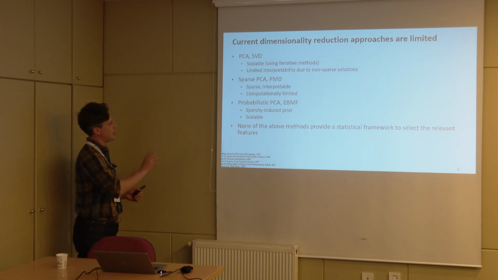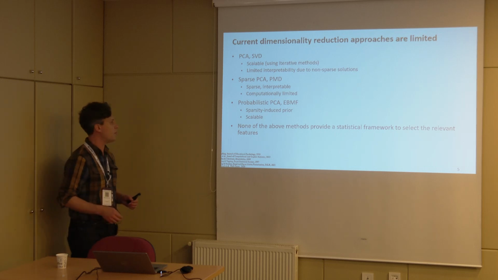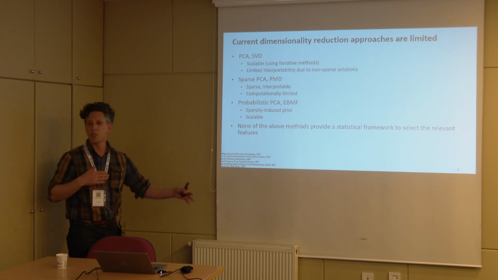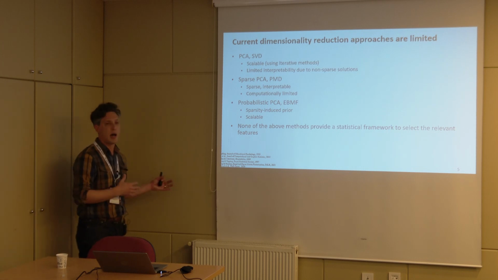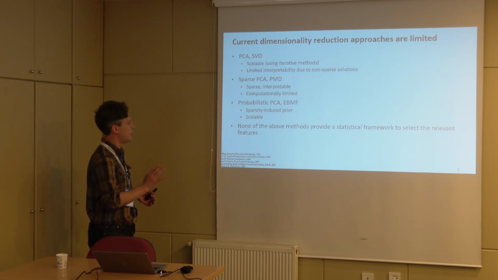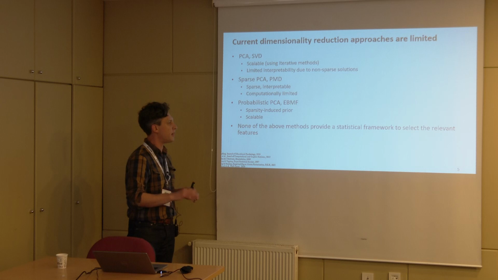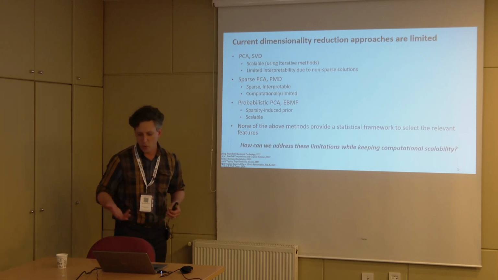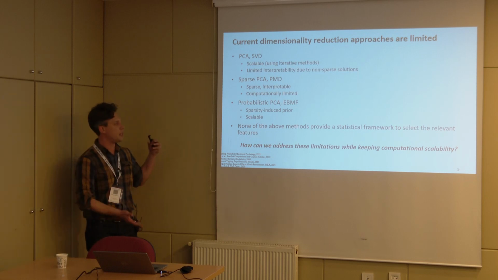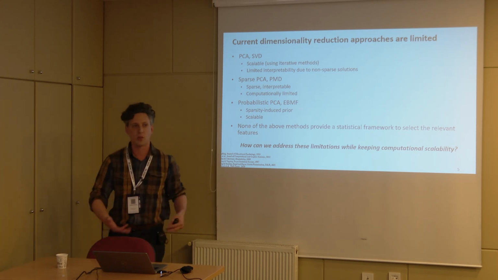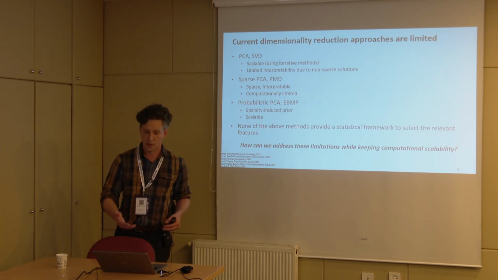Something that can sit in the middle between those two a bit are things like probabilistic PCA or empirical Bayes matrix factorization, which can be very scalable, but depending on the particular model might not promote sparsity, right? So none of these methods above immediately provides a framework to select features while being scalable. What we'd like to do is address the limitations of things like interpretability while keeping the benefits of computational speed.